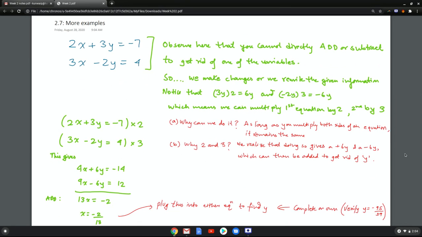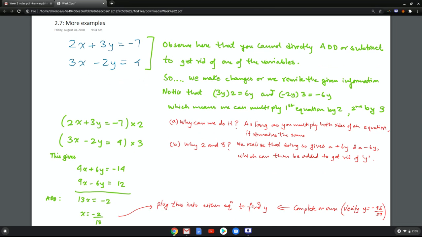Okay, now let's look at some more examples. At this point, what you can do is pause the video and try to solve this equation. And if you are able to, you can verify the answer. If not, you can proceed with the video and look at how to solve it. The two equations are 2x plus 3y equals negative 7, 3x minus 2y equals 4.